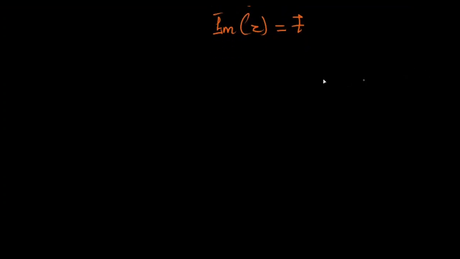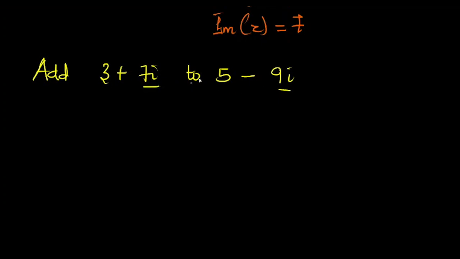Let us say the addition is the simplest part. If we are to add 3 plus 7i to minus 5 minus 9i, the addition is just you add the real part to the real part and you add the imaginary part to the imaginary part. I won't call this the complex part, I'll call it the imaginary part. So together they make a complex whole.